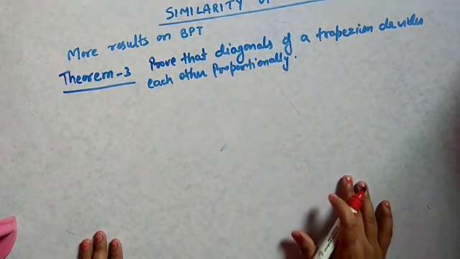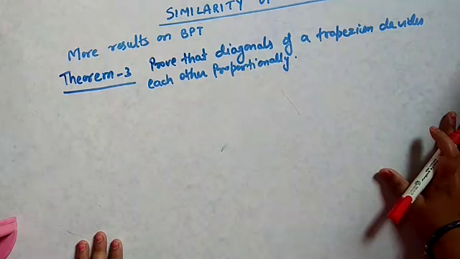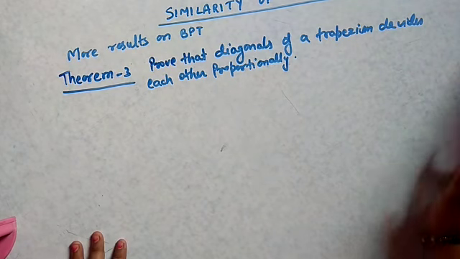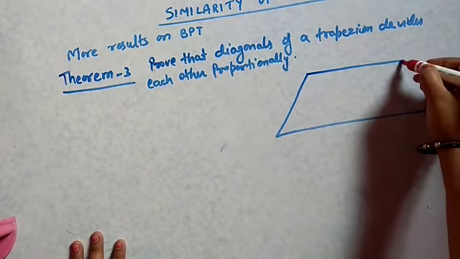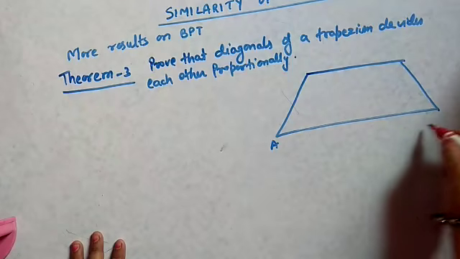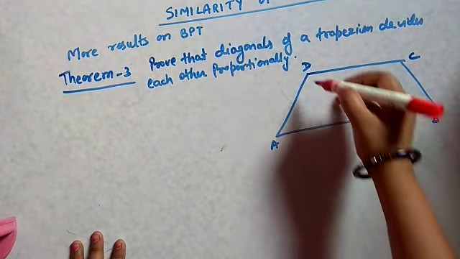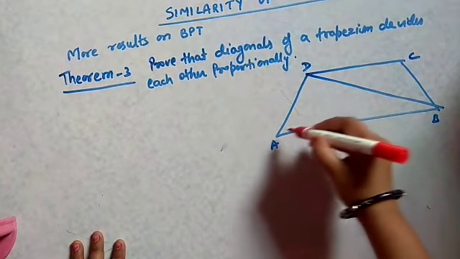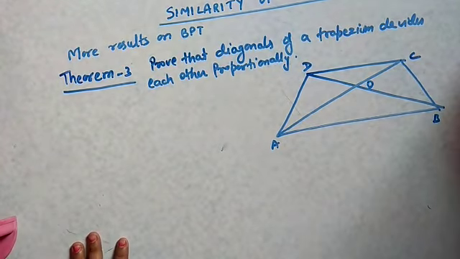Now theorem 3 is: we have to prove that the diagonals of a trapezium divide each other proportionally. In this theorem, when we have a trapezium, let this be A, B, C, D, this is a trapezium, and the diagonals BD and AC are intersecting each other at O.